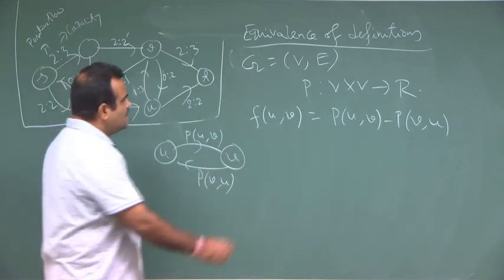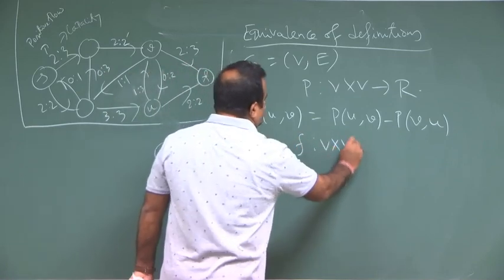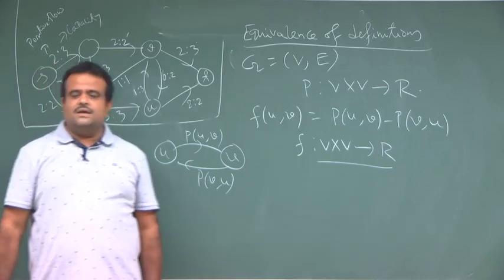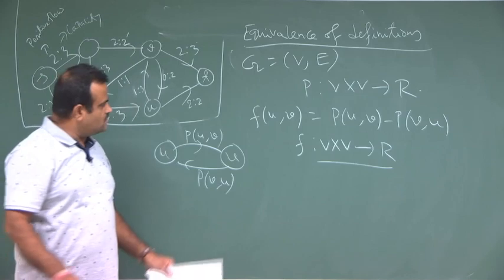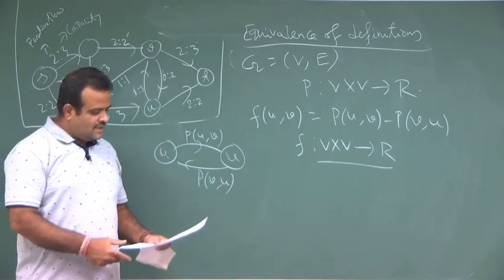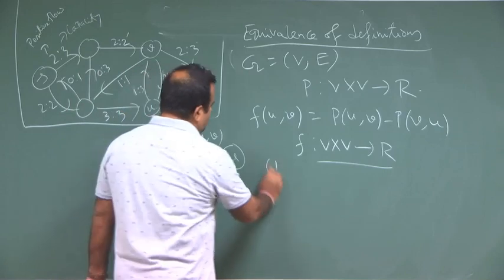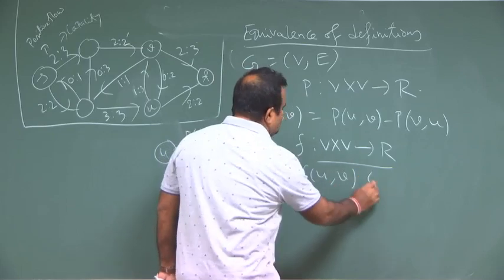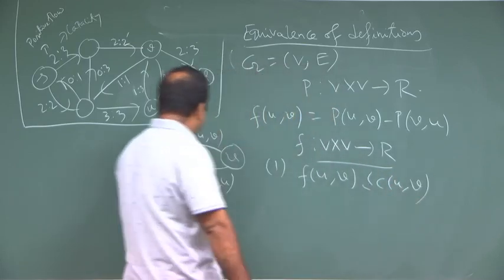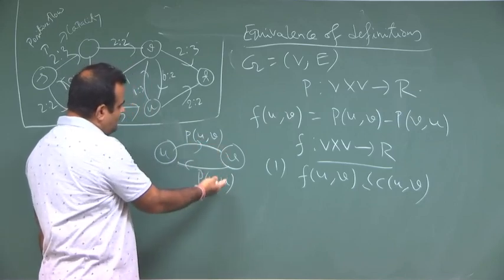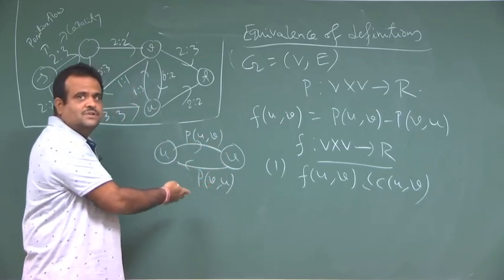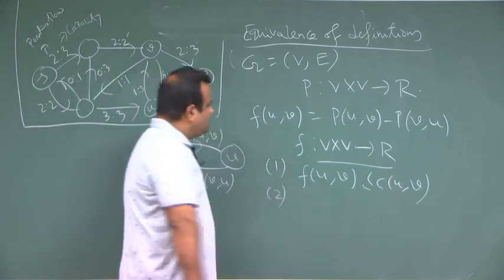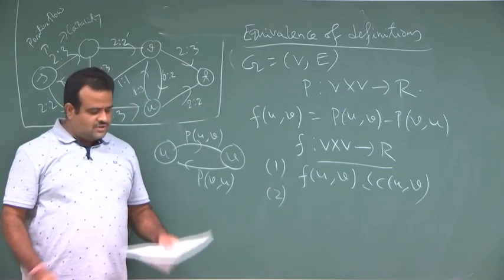Now, this is a function from V cross V to R. We can easily verify this is a net flow function, because it satisfies the three conditions. First, the capacity constraint: f of u v is less than or equal to C of u v, because p is anyway less than the capacity, and we are subtracting some quantity which is greater than or equal to 0. So, this is true, and another property is the flow conservation property.